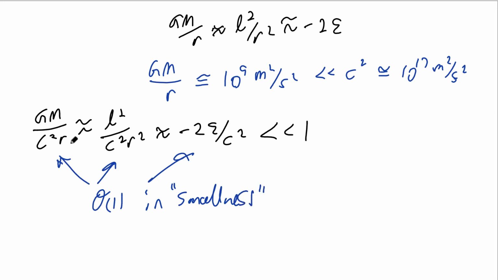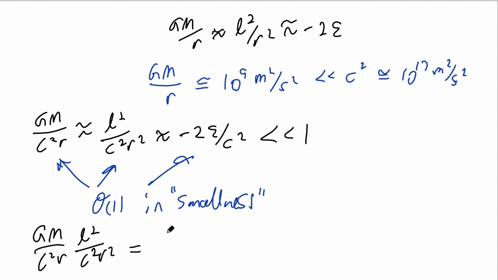For example, if I have a product of two of these things, it's of order 2 in smallness. For example, Gm over c squared r times L squared over c squared r squared. That's equal to Gm L squared over c to the 4th r cubed. And that's an order 2 quantity in smallness.